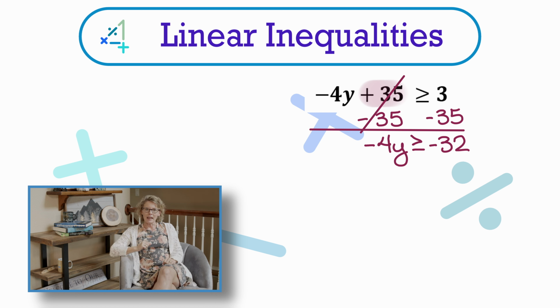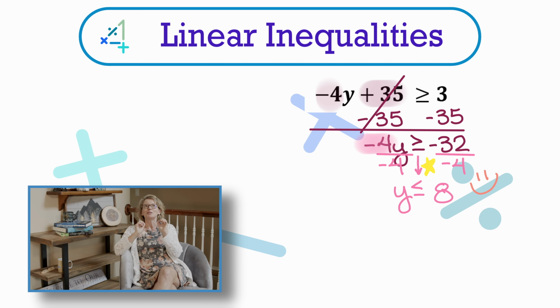Got to get rid of that -4. It's multiplying to the y, so I will divide both sides by -4 here and here. Y and 8. Time to flip around? Yes, we divided both sides by a negative number and we get to flip it. Y is less than or equal to 8. That was super work.